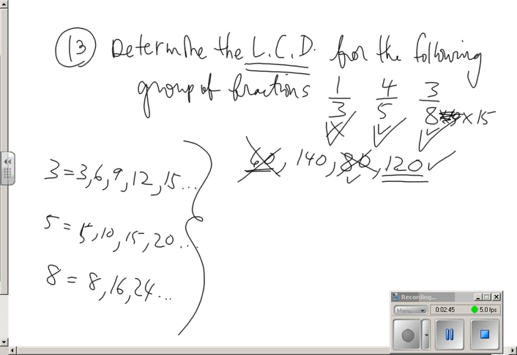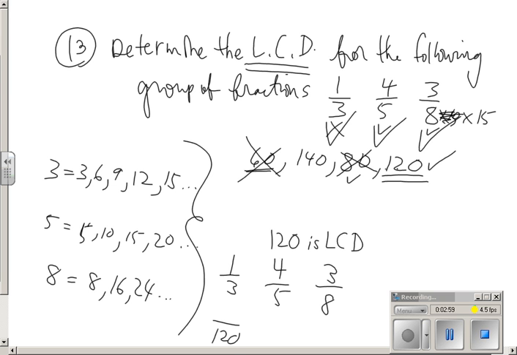My answer for 13 is 120 is the LCD, because 1/3, 4/5, and 3/8 can all be created into equivalent fractions that have 120 as a denominator. Wasn't that exciting? Only 3 minutes to explain all that.